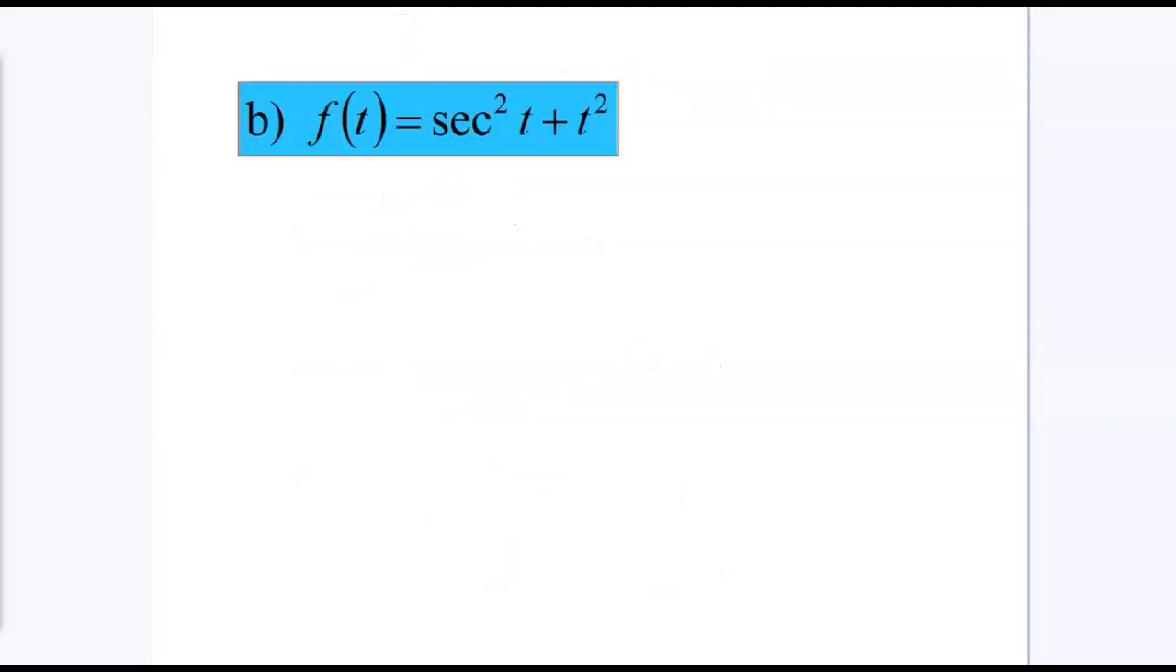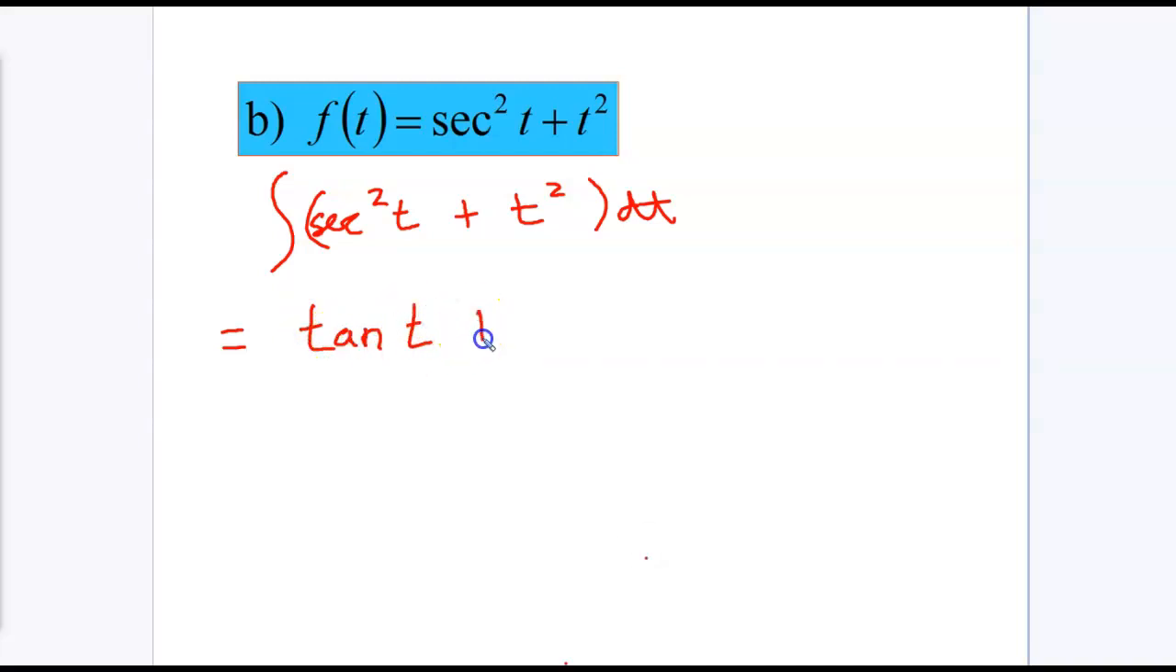In this next example, we're given secant squared t plus t squared, and our function is defined in terms of f of t. So I'm going to integrate secant squared t plus t squared dt. You have to ask yourself, what function, when I take the derivative, do I get secant squared? Well, remember our trig derivatives, that would be tan t. Plus t squared is basically like the power rule: I add 1 to the exponent and divide by the new exponent, plus a constant, and there would be my final answer.